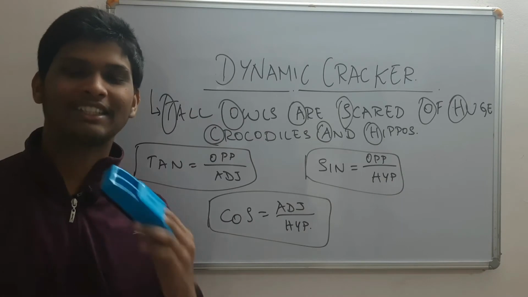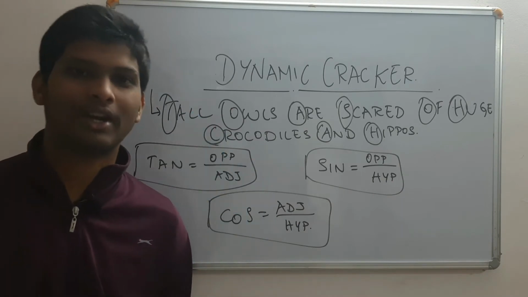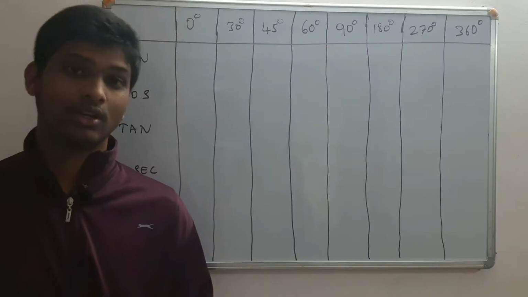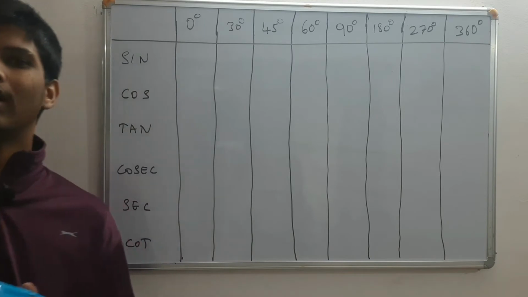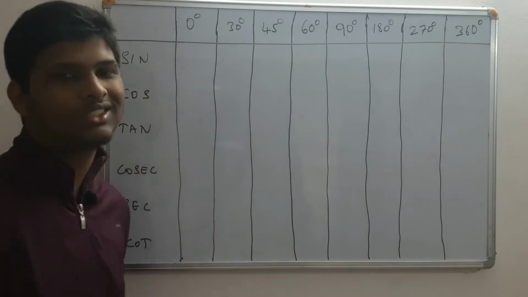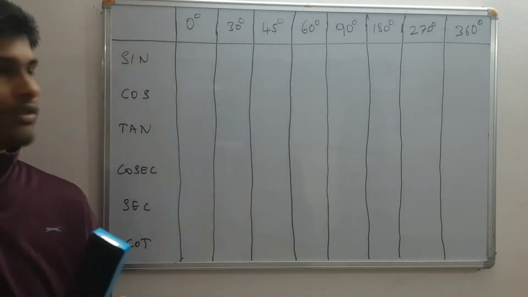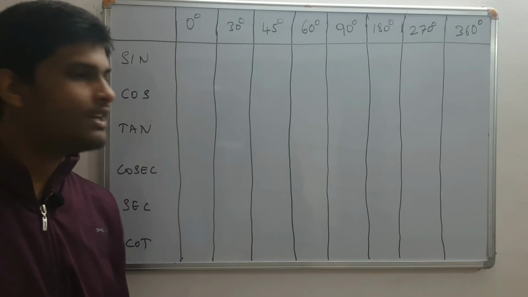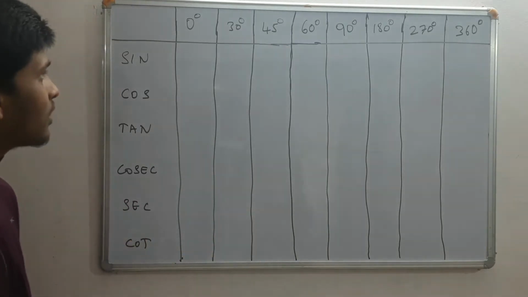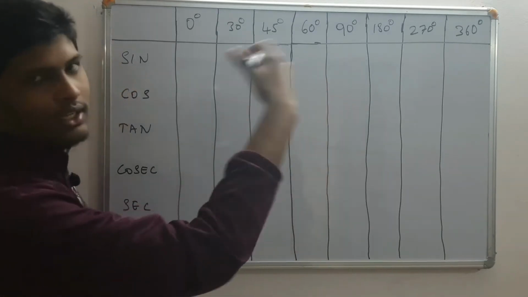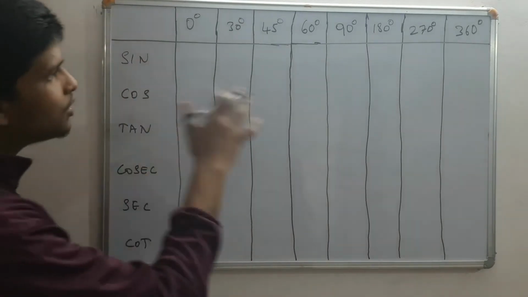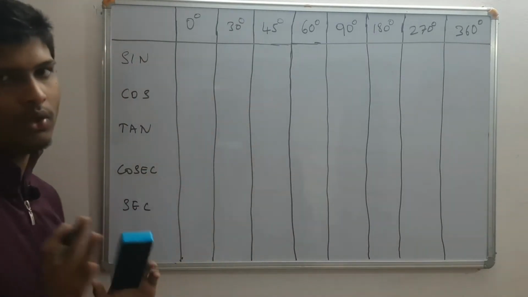Now let's get into the main trick to remember the trigonometric ratios table. To remember this table, you have to remember only one line of values, and that is of sine. Up to 90 degrees is enough; if you know the sine values up to 90 degrees, it's very easy to find all the other values. Let's start with sine. First let's fill up to 90 degrees, and later I'll say how to fill the other columns.